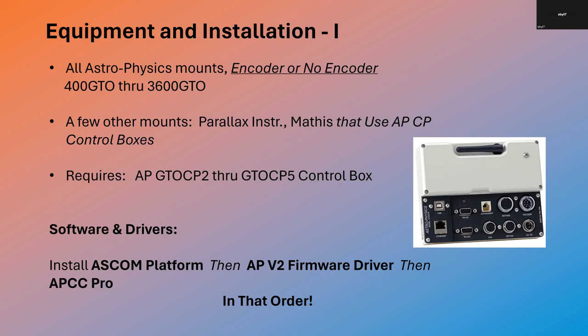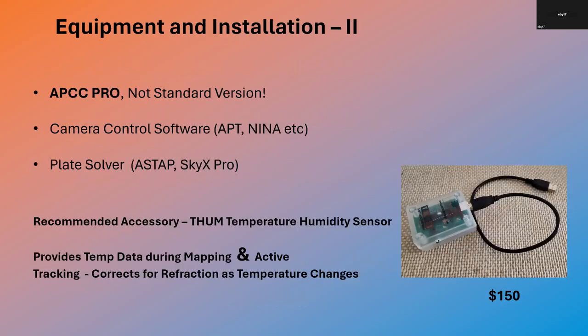As far as software and drivers go, it's fairly straightforward. You first install your latest ASCOM platform off the ASCOM website. Then you need to install the latest version of the Astro-Physics ASCOM driver, I believe that's version 5.09 at this point. And then you install Astro-Physics Command Center, in that order, and then it'll all work nicely. You do need to have the APCC Pro version. They have a standard version. You can download that and check it out, but it does not include the ability to do unguided tracking.